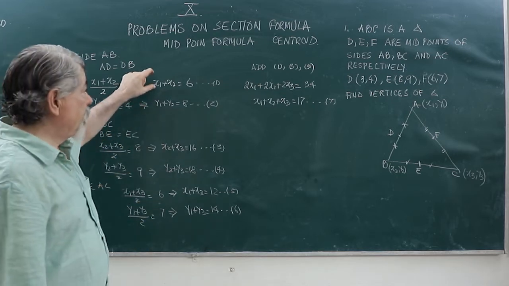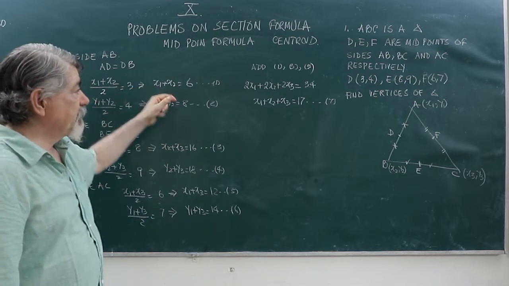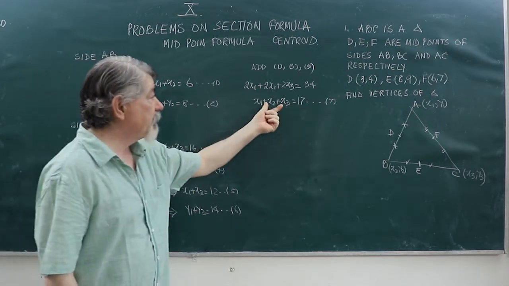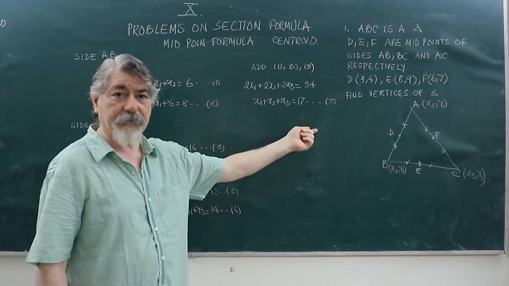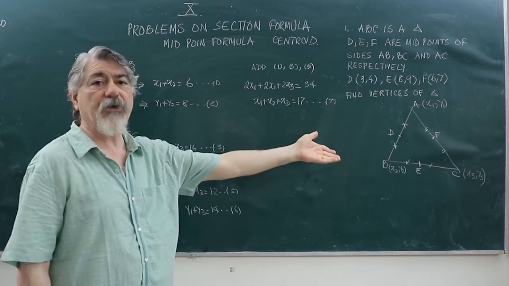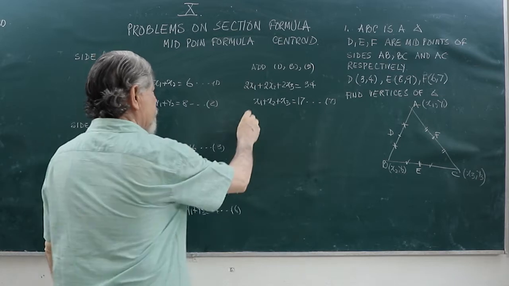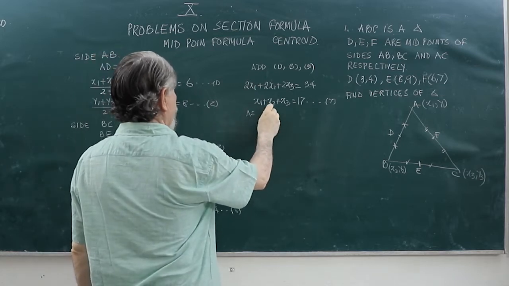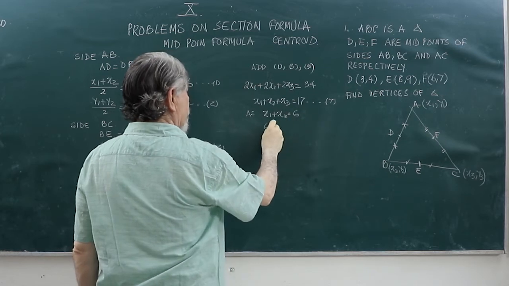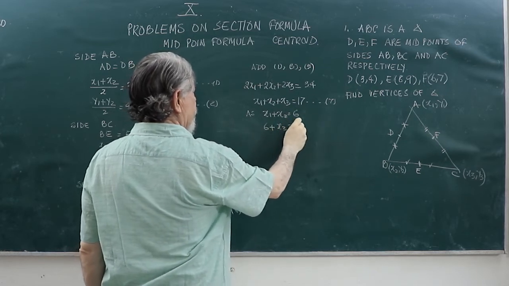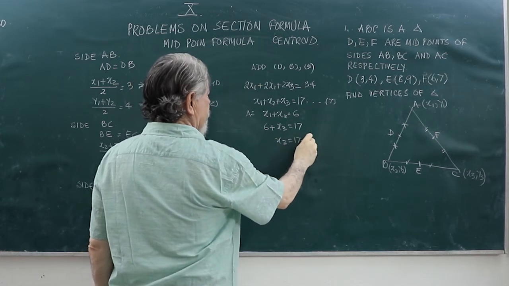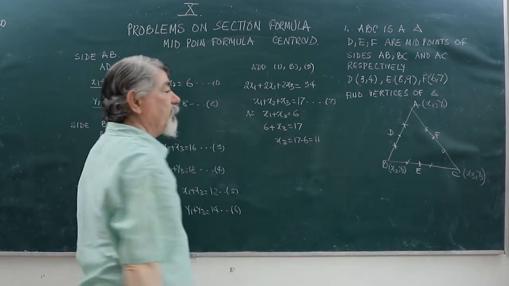Now I already have the value of x1 plus x2, so I can substitute and get the value of x3. I have the value of x2 plus x3, so I can get the value of x1. And similarly, I have the value of x1 plus x3, so I can get the value of x2. As x1 plus x2 is how much? 6. So 6 plus x3 will be equal to 17. x3 will be 17 minus 6, that is 11. So the value of x3 has come.